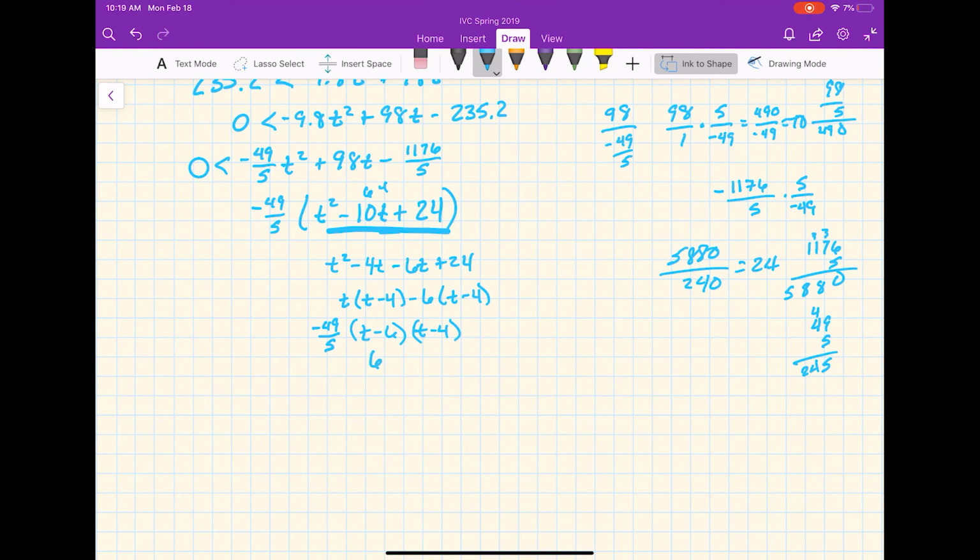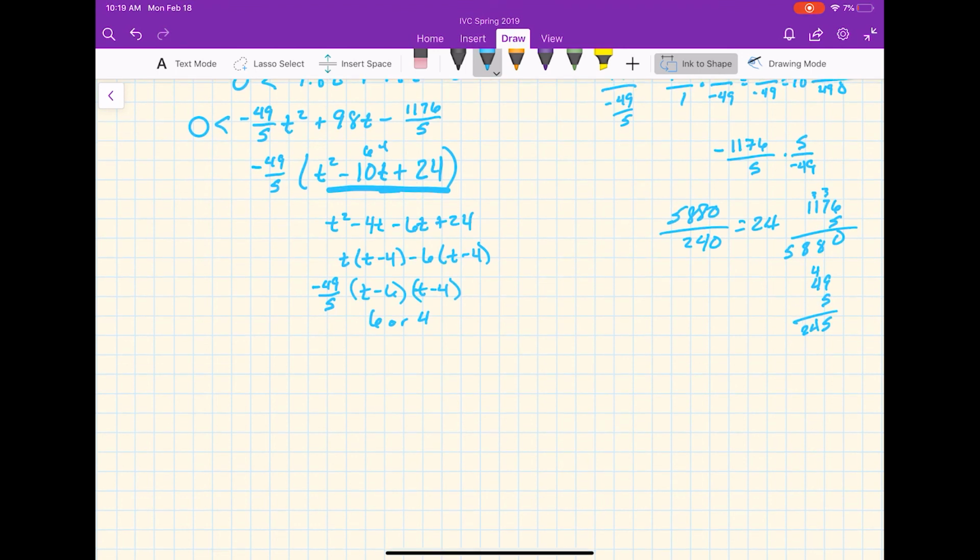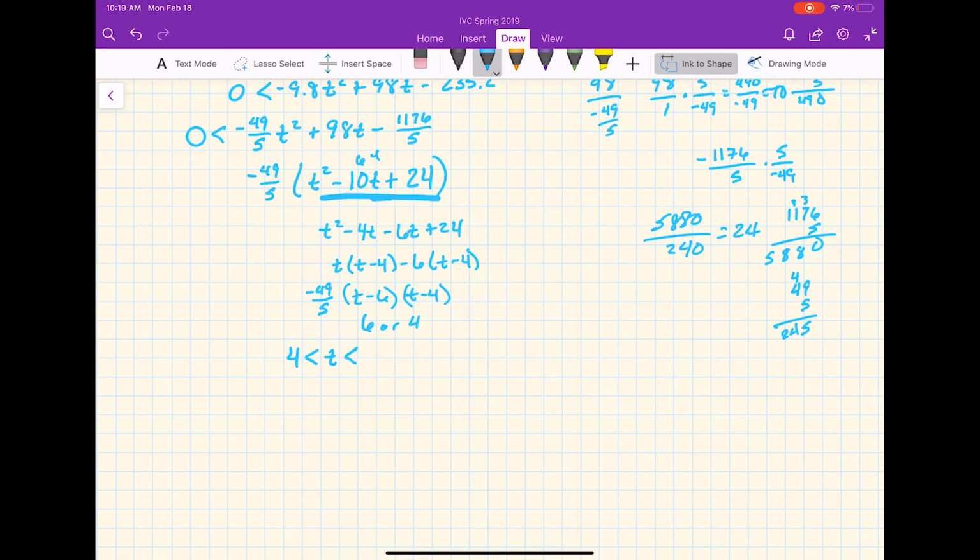So really, we can get 6 or 4. Either one of those numbers in there would make this all 0. So remember, it's less than 0, though. So we're going to put 4 is less than t, and t is less than 6. It doesn't include 6 because we don't have a less than or equal sign. So really, here's our answer.